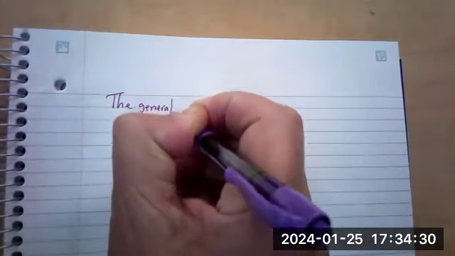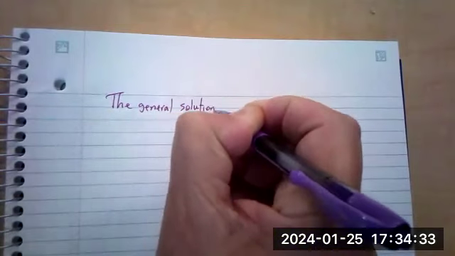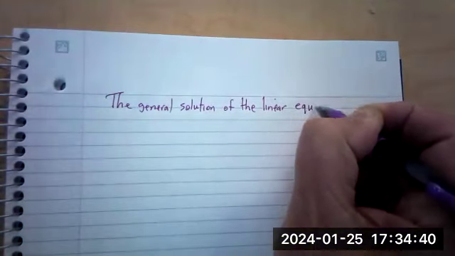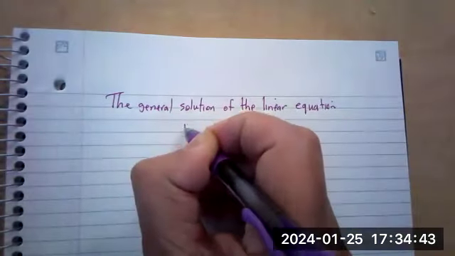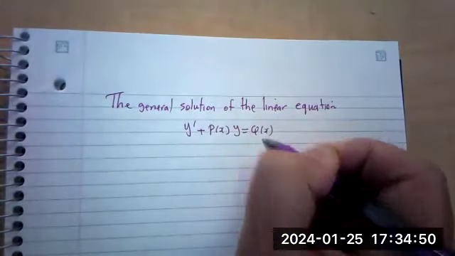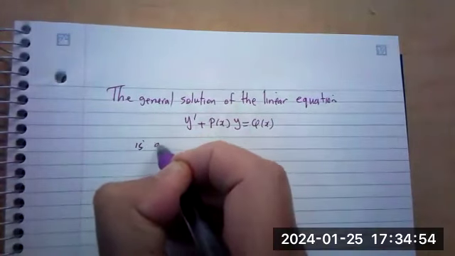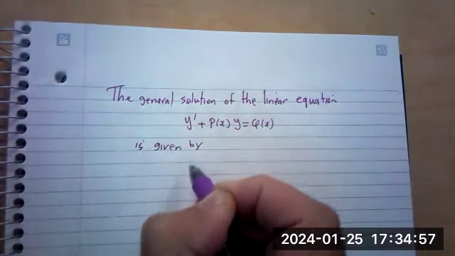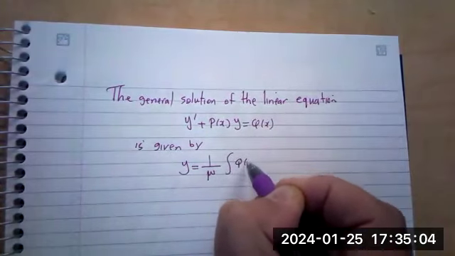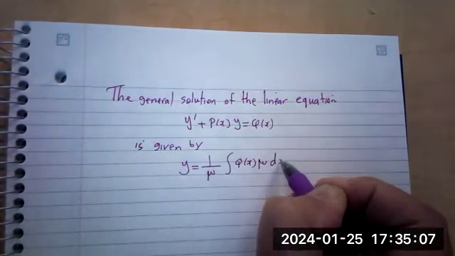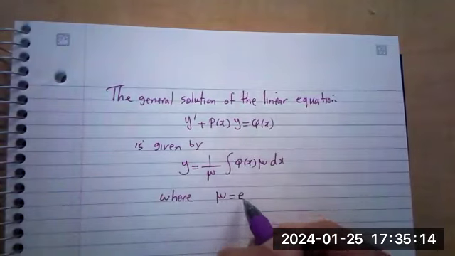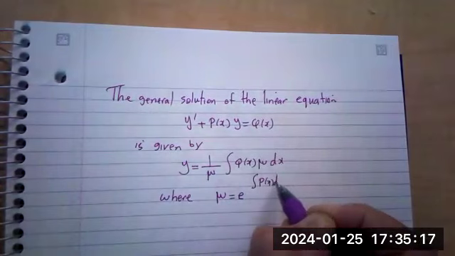The general solution of the linear equation, I repeat the format again, a y prime plus p(x) y equal to q(x), is given by the formula y equal to 1 over mu, integral of q(x) times mu dx, where mu is e to the integral of p(x) dx. That's it.